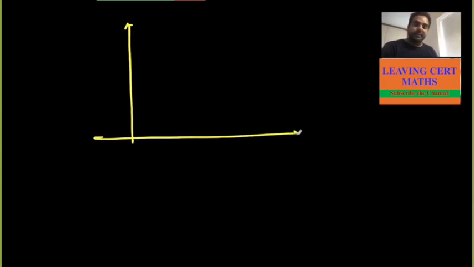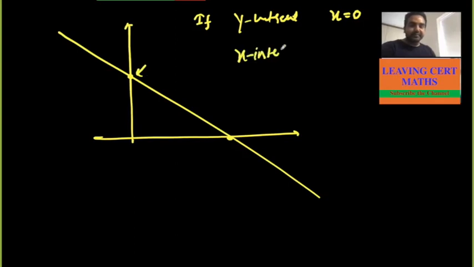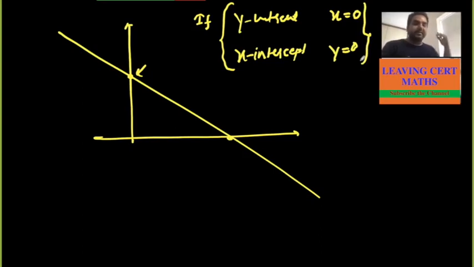Now one more thing I want to tell you. Suppose a line can be like this also, right? How many intercepts do you have? You have a y intercept here and you have an x intercept. If they say y intercept, then x will be equal to 0, because at this point x will be 0. And if they say x intercept, y equals 0. Maybe in some questions they don't say anything, just that it is cutting the x axis, or it has a y intercept or x intercept.